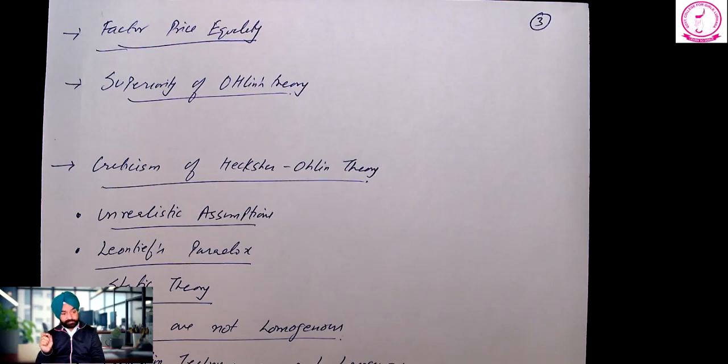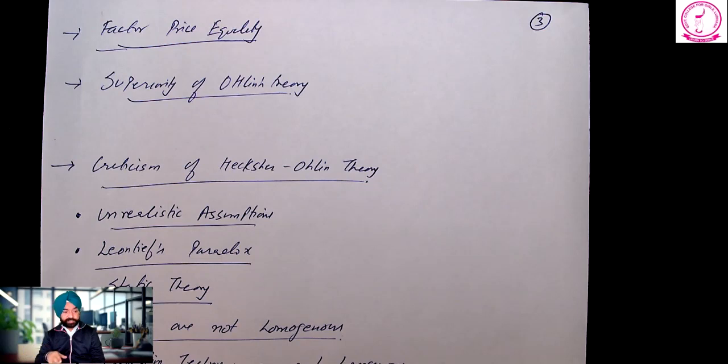Their cost, what will happen to their cost? If you take the example of India, India is importing capital. Capital is already costly in India, but when it comes in more abundance, what will happen? The cost of capital comes down.